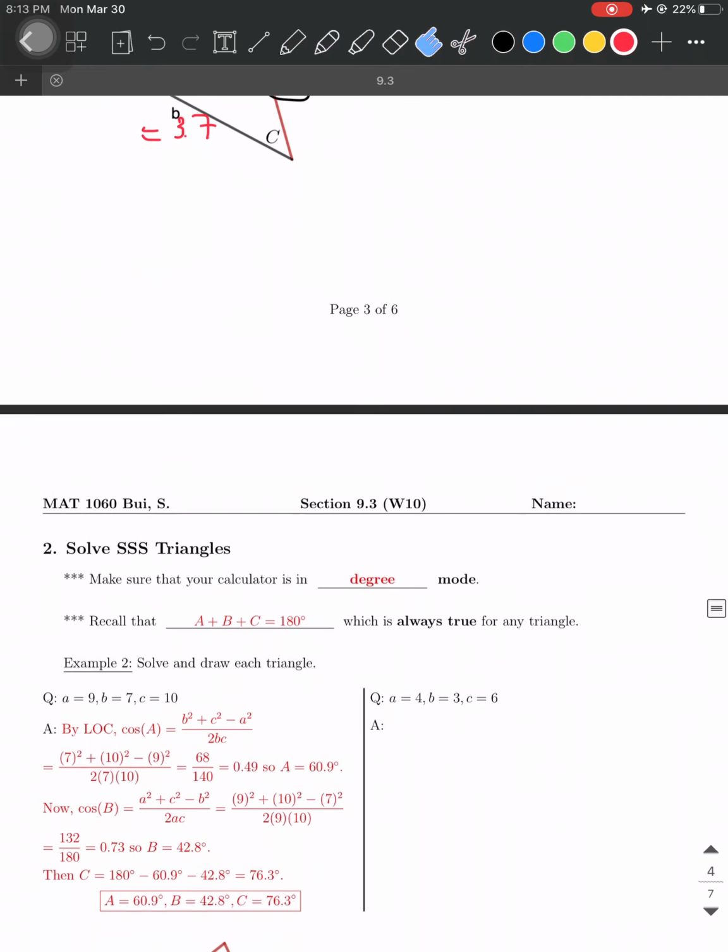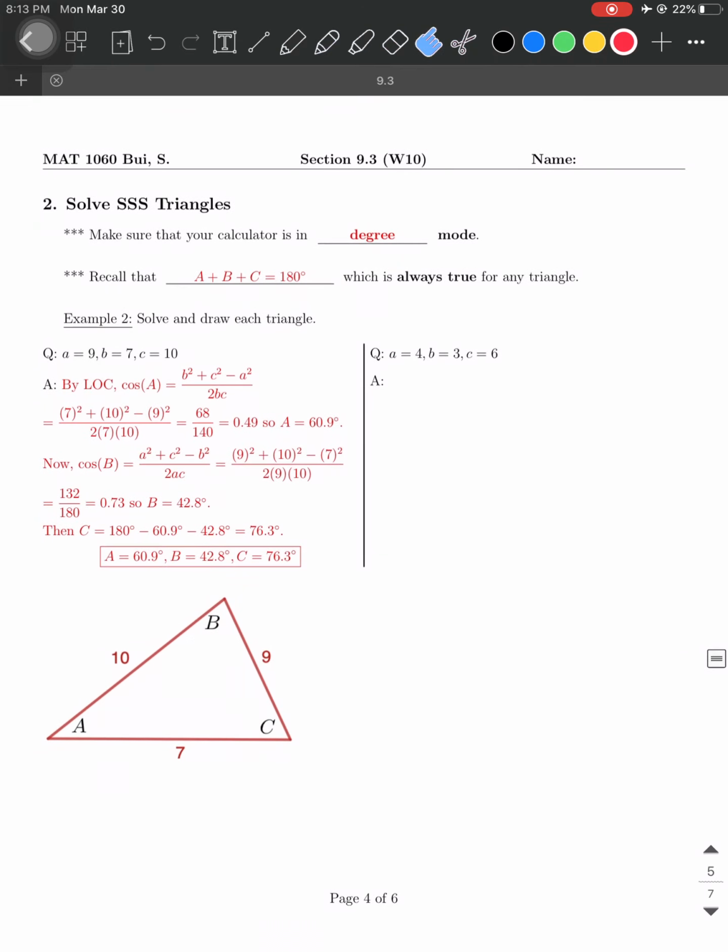Moving on to the next case in here, we have the case of SSS, side, side, side, right? So right off the bat, make sure you put your calculator in degree mode, and a quick recall in here is that we always have the big tool as the triangle sum in here, just in case you need to find the last missing angle, okay? And in here, the problem gives us 3 sides in here. So we have A equals 9, B equals 7, and C equals 10, right? And our job is to solve for the triangle.